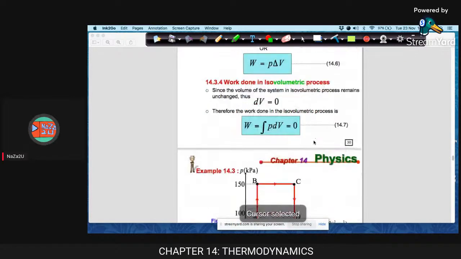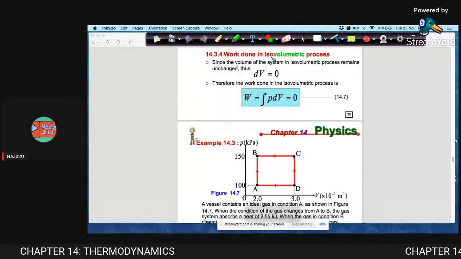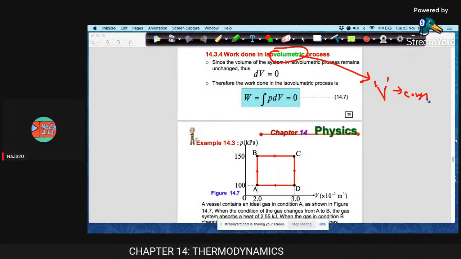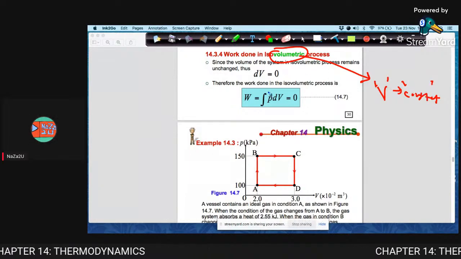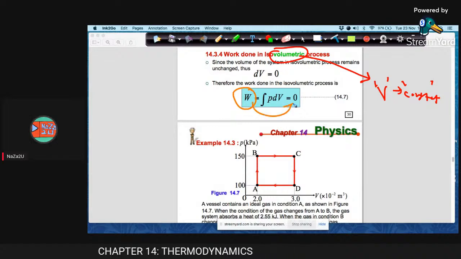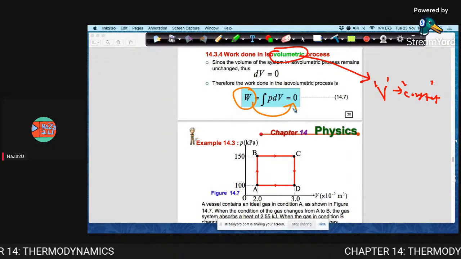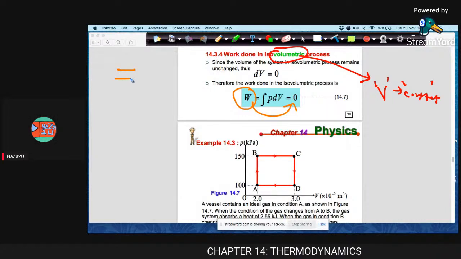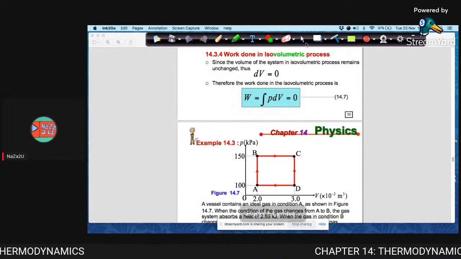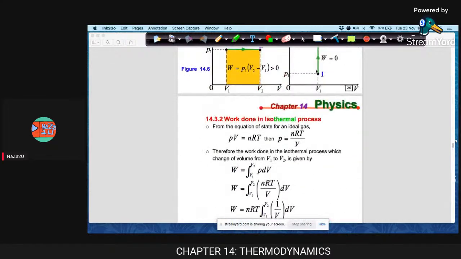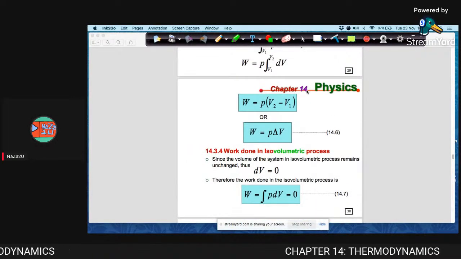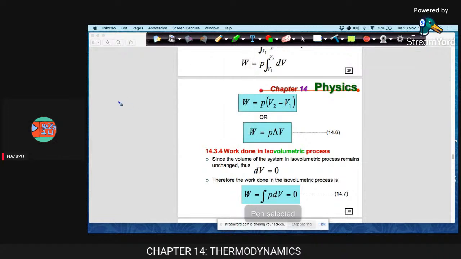Okay, so the next is work done by the isovolumetric process. So as you know, isovolumetric is referred to the process in thermodynamics when the volume is constant, tidak berubah. So V initial is equal to V final. So meaning here, the change of the volume is equal to 0. So automatically W or work done is equal to 0. Okay, so now we have isothermal, isobaric, and isovolumetric work done. Right? Ketiga-tiga ni memberi satu nilai work done ataupun W yang berbeza.